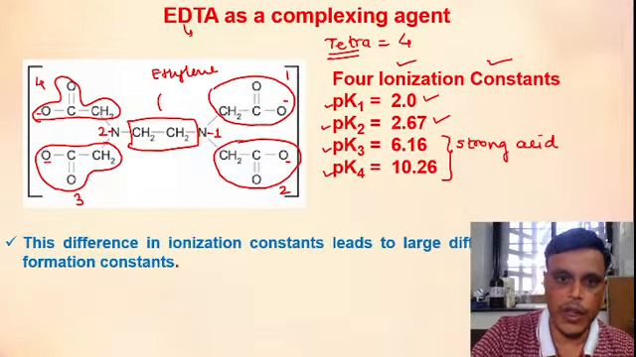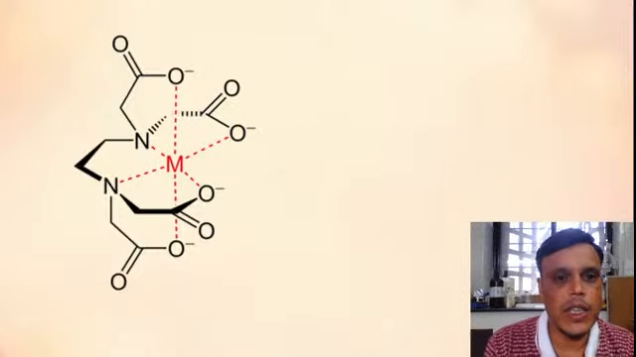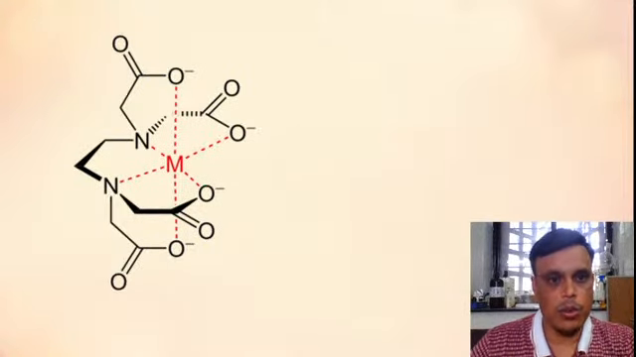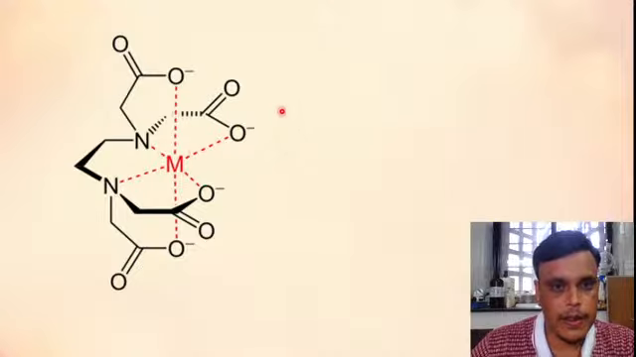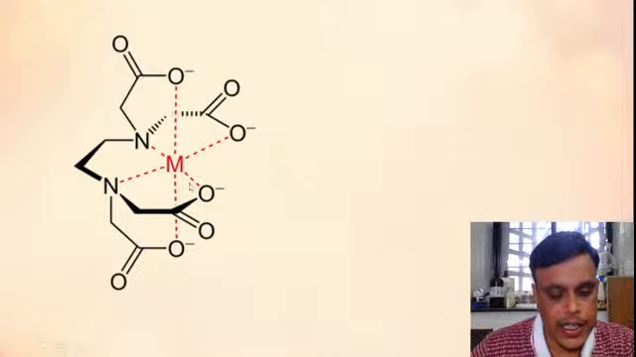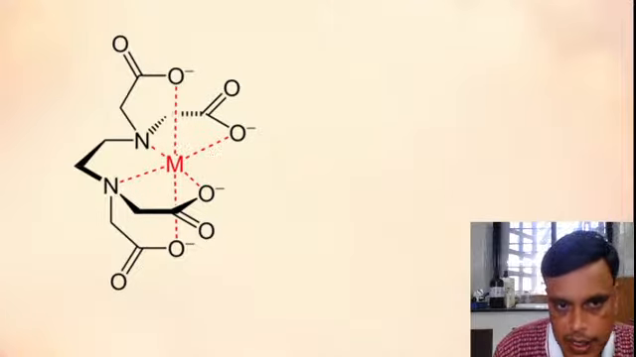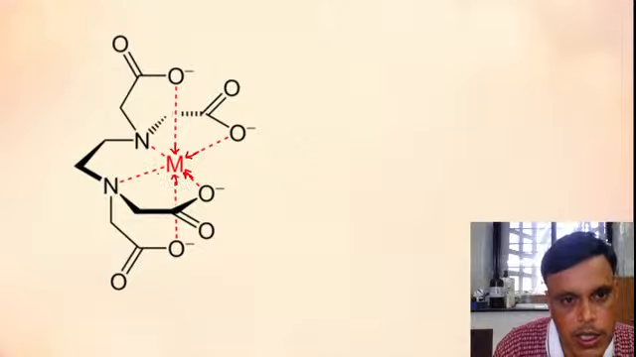Then if you see the metal complex or metal chelate of EDTA, this group is called EDTA, and at the center M is there. This M indicates metal. This metal forms six coordinate bonds.